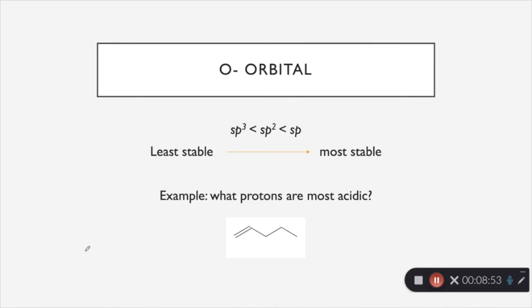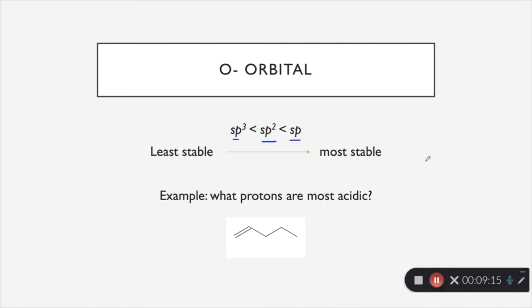Last thing we have is O for orbital. So in the last video, I talked about the trend. So the most stable here is going to be sp hybridized orbitals, and then in the middle sp2 and then sp3. And so this can be kind of confusing, but I have a little way that I like to remember this, and I think it really helps.